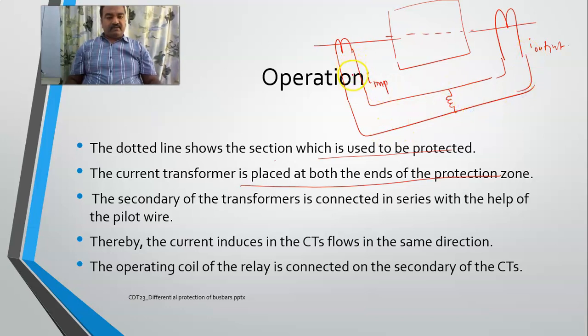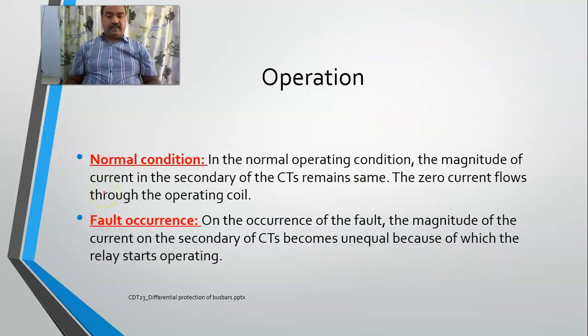Now the secondaries of these two transformers will be connected using the pilot wire scheme. Thereby the current which is induced in these CTs automatically flows in the same direction. Now the operating coil of the relay is connected to the secondary of the CTs. So under normal conditions, the magnitude of the current in the secondary of the CTs remains the same and zero current flows through the operating coil. This is what I have shown in the figure.